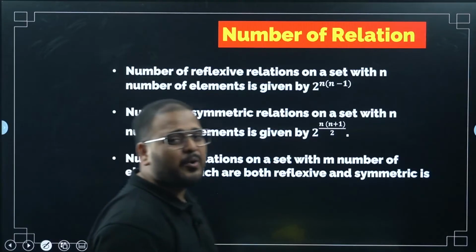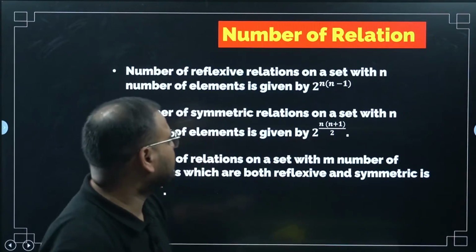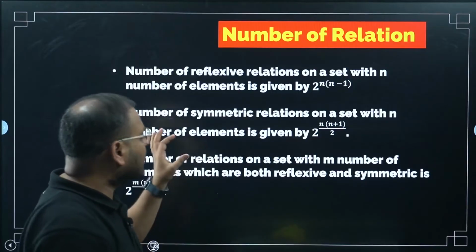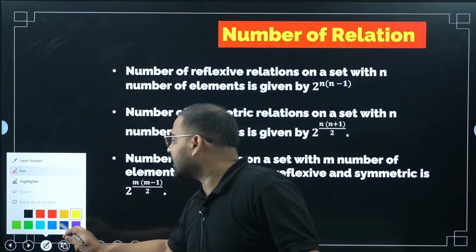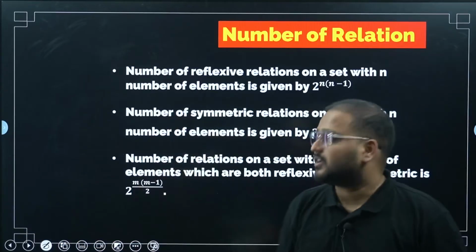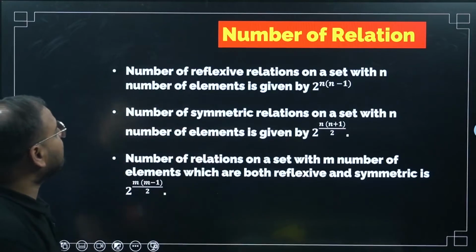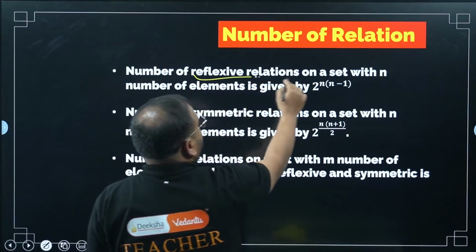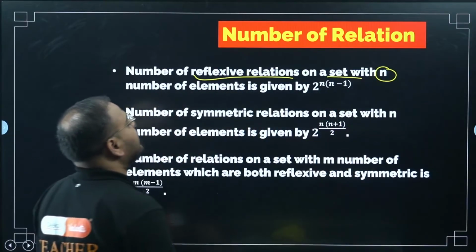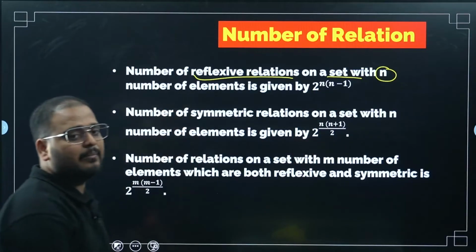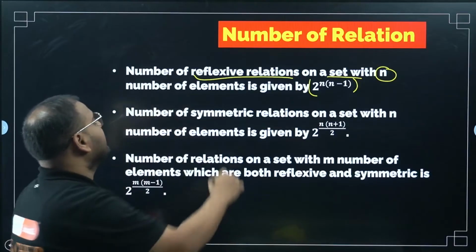Moving on. Now a very important concept. Sometimes a question is asked on this. This might be extra, but still important to know, because if not in this chapter, then in some other chapter they can ask a question based on functions or relations. So the number of reflexive relations on a set A with n elements is given by 2 to the power n times (n minus 1). Only for reflexive relations.